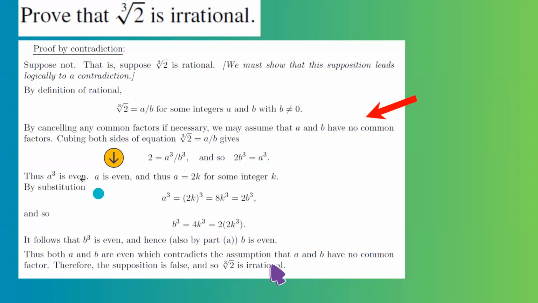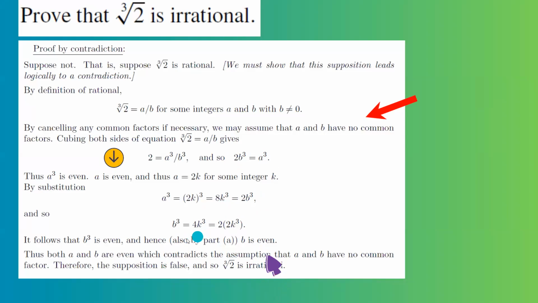So take a look at this arrow here. a is even. It means that a is a multiple of 2. Since a is a multiple of 2, a is 2 times k. So if you raise both sides to the third power, a cubed becomes 8k cubed. But at the same time, a cubed is equal to 2b cubed. Write it on the right-hand side. Simplify this equality: 4k cubed becomes b cubed.